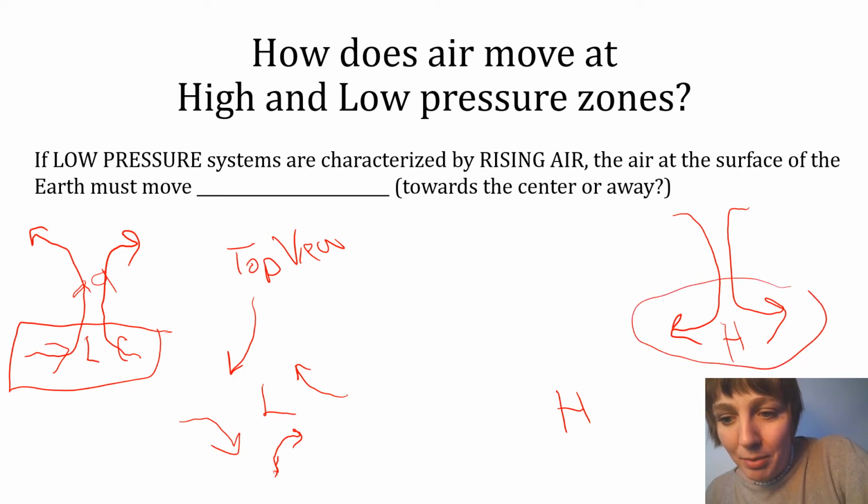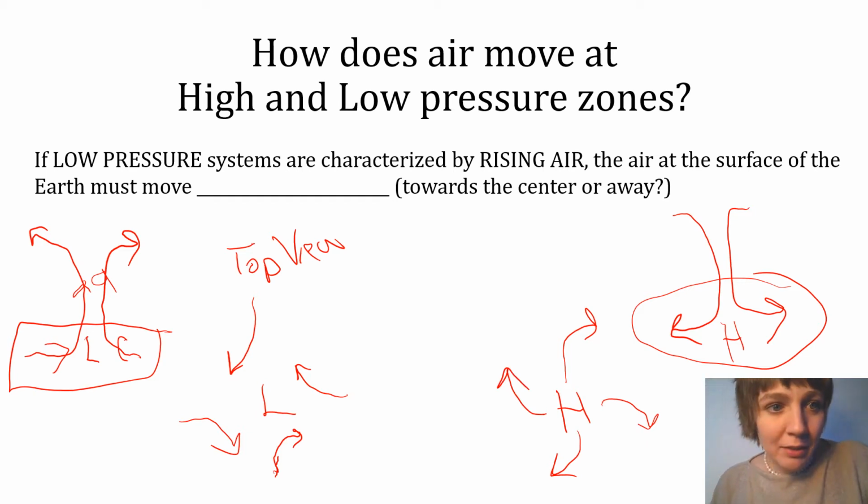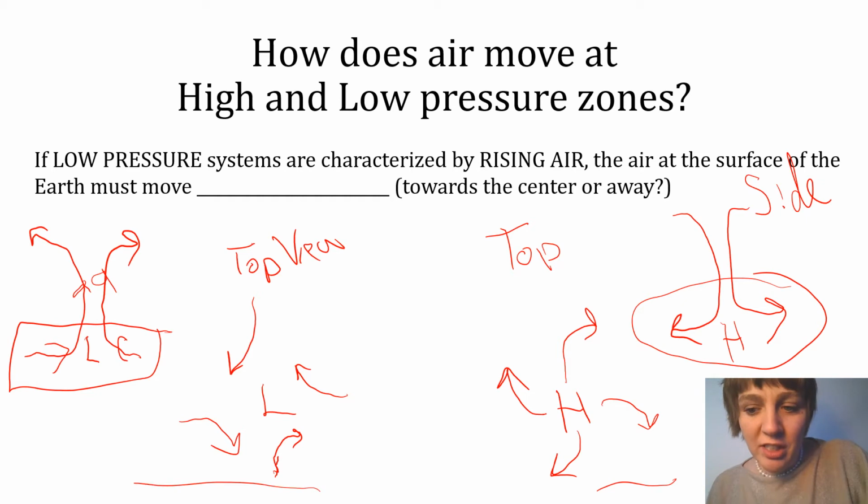We can see that at the bottom here. It's moving away from the high pressure and curving to the right. So that looks like so. And that's how you would draw your side views and top views for both the high and low pressure systems in the northern hemisphere.